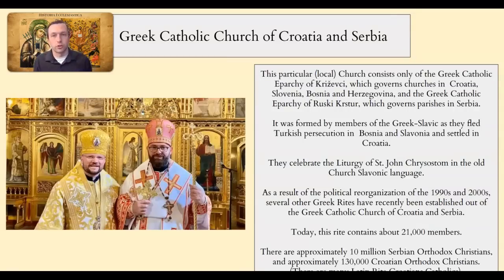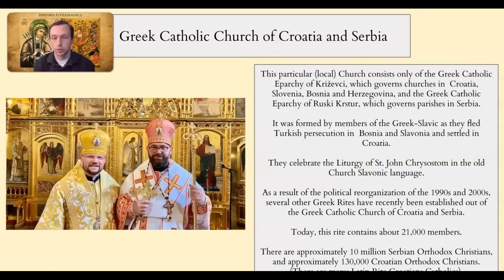The Greek Catholic Church of Croatia and Serbia. This particular local church consists only of the Greek Catholic Eparchy of Krizevci, which governs churches in Croatia, Slovenia, Bosnia, Herzegovina, and the Greek Catholic Eparchy of Ruski Krstur, which governs parishes in Serbia. It was formed by members of the Greek Slavic as they fled Turkish persecutions in Bosnia and Slovenia and settled in Croatia. They celebrate the liturgy of St. John Chrysostom in the Old Church Slavonic language.